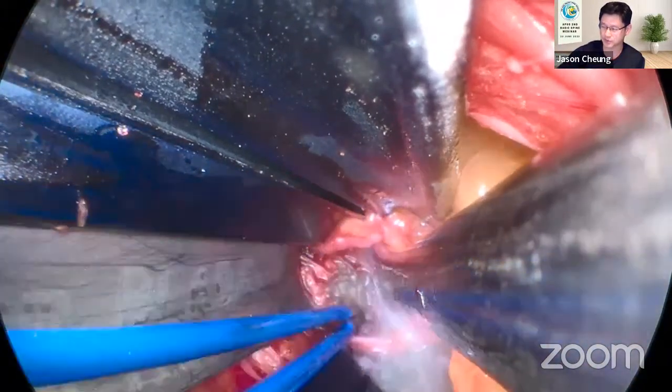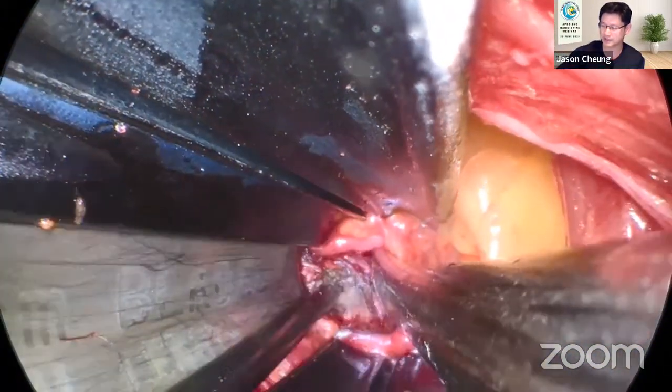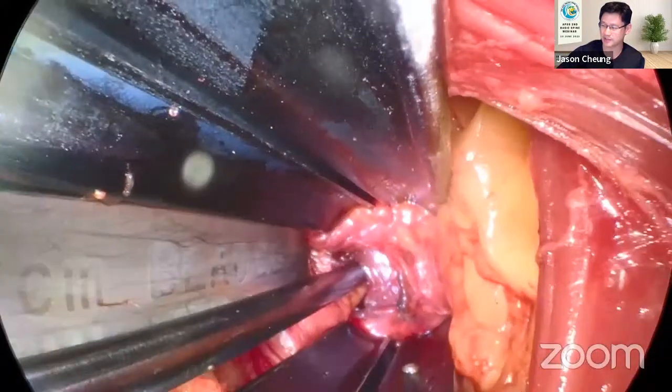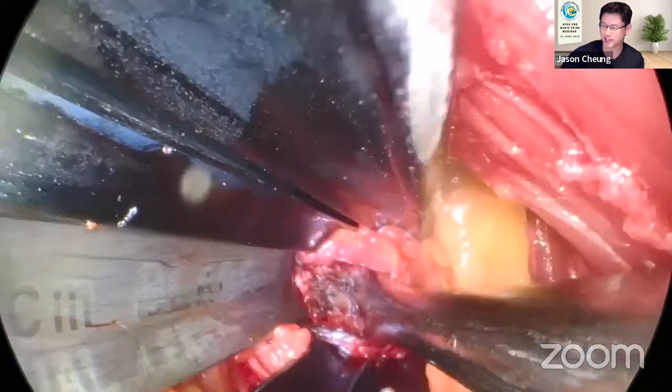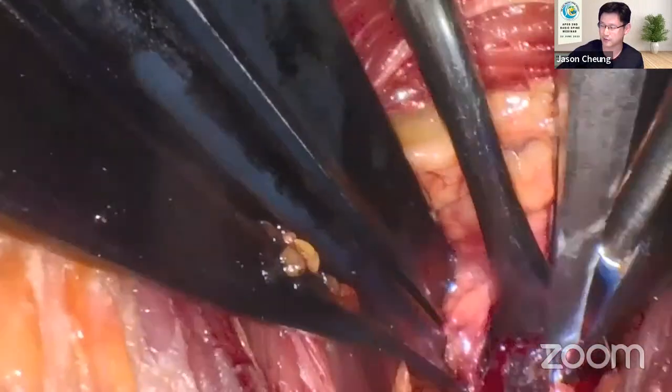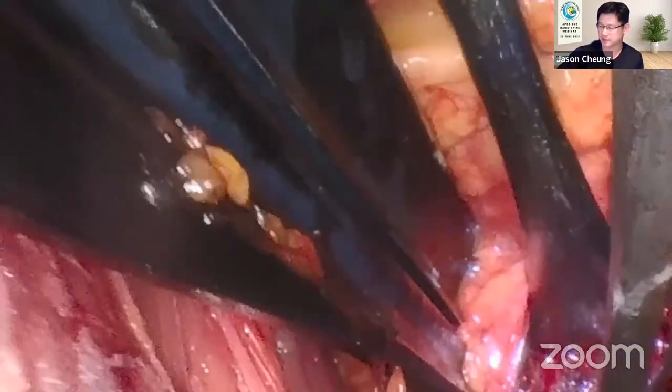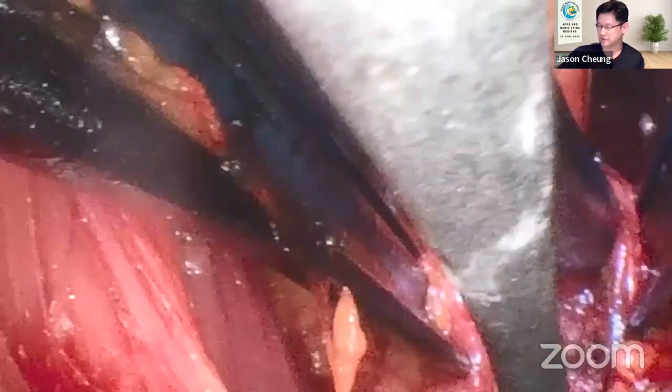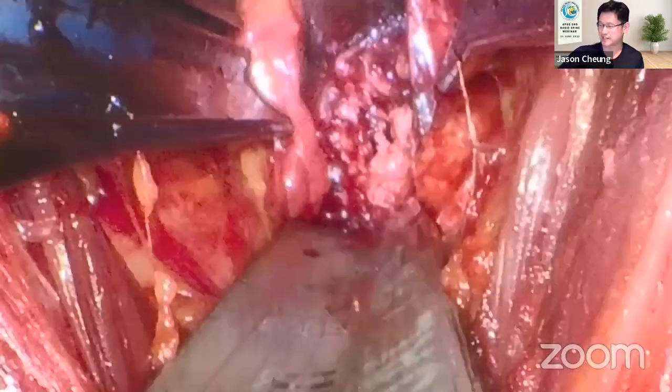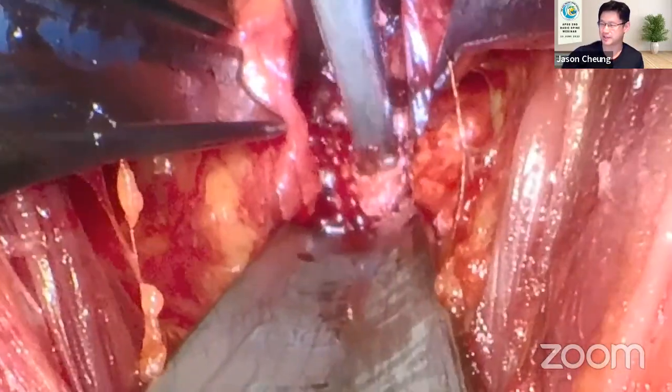And I will use a long dissector to expose the annulus to get a good exposure. See here, preparing the annulus. You see it retracting the psoas away from the right side. This video was taken with a laparoscope, so there is a difference.